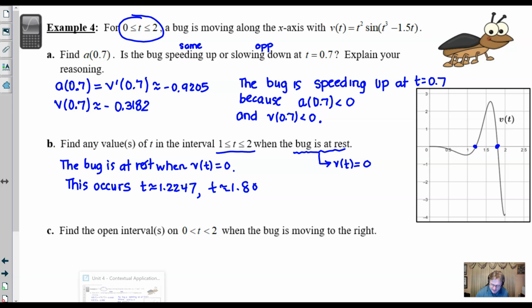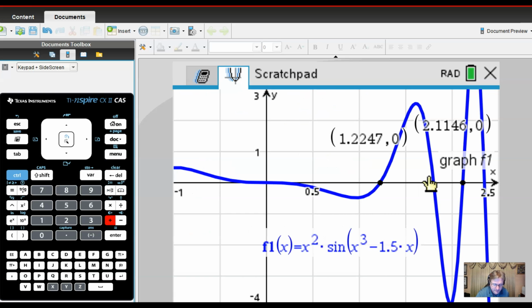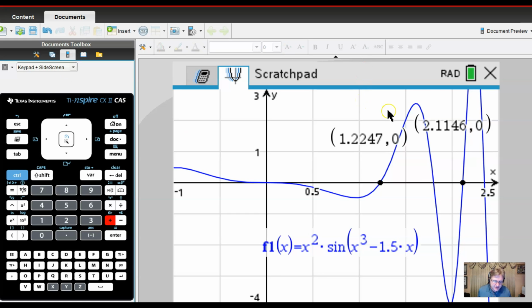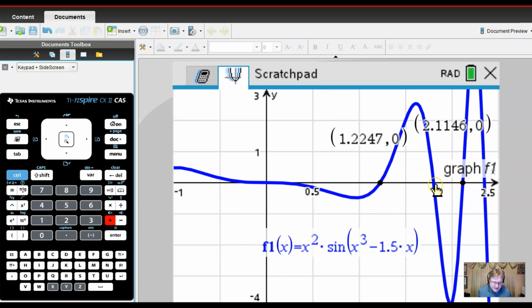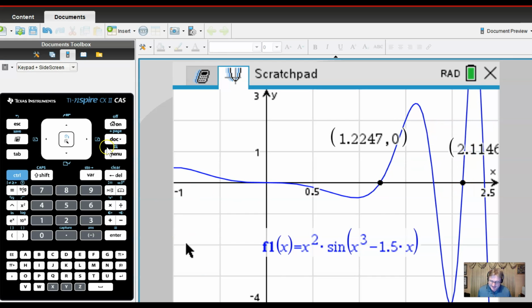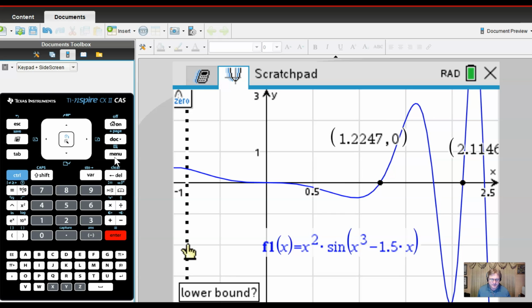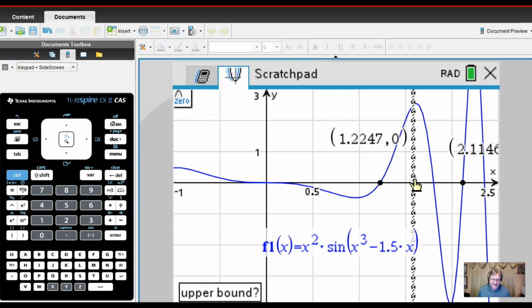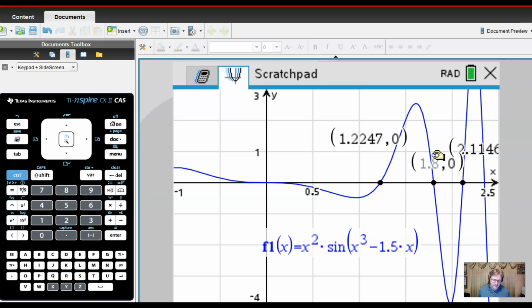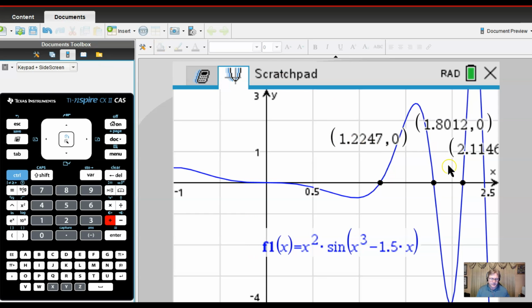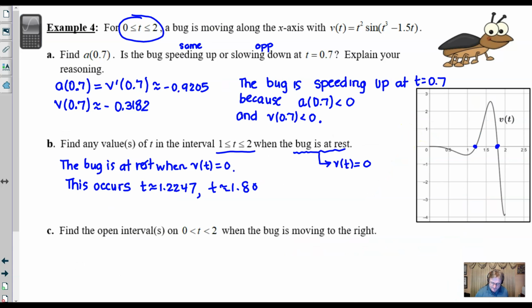Let's double check that. Oops. You know what? I wasn't paying attention. I don't want that point. I want this one. That one's out of the picture. Let's do this one more time. Menu, analyze graph, zero. It's like being on live here. Click that one. Now, that's the one that I want. It's a good thing I was paying attention there. I'm not going to deny the fact that this bug was stopped at time 2.11. It's just that that's not in our interval, right? So 1.8012 we're going to call it.